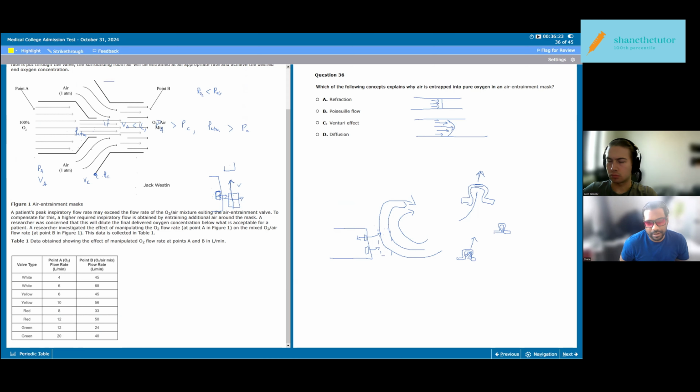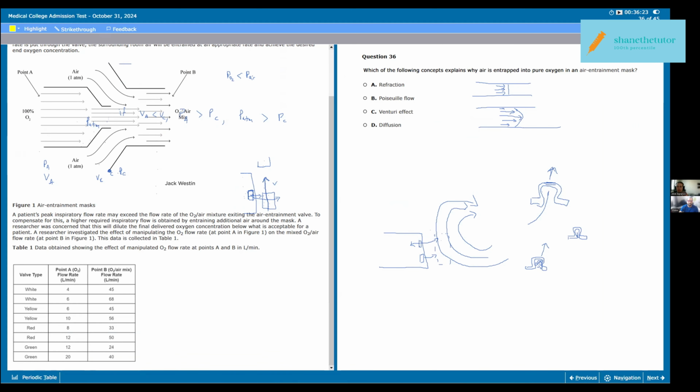So, which of the following concepts explain why air is entrained into pure oxygen in an air entrainment mask? It's definitely going to be your Venturi effect. And it's not the seal flow, because it doesn't explain it, right? But also here, is this an ideal fluid or no?